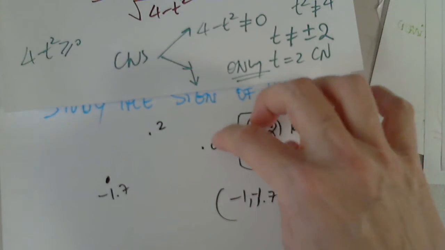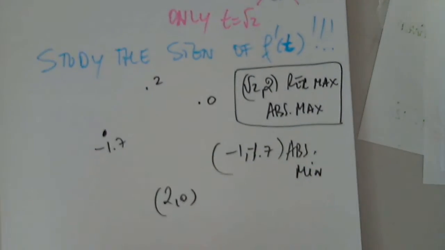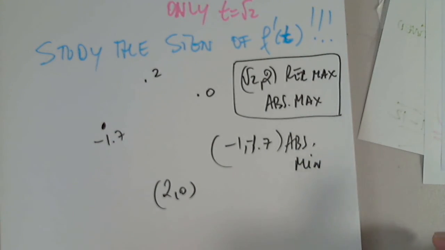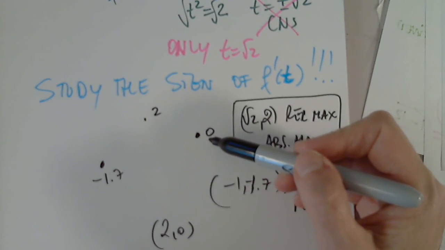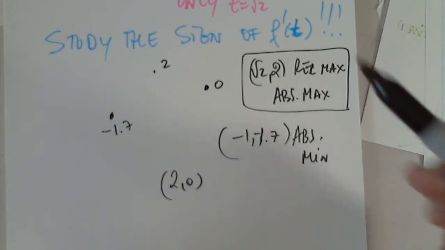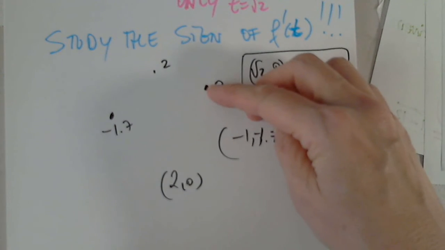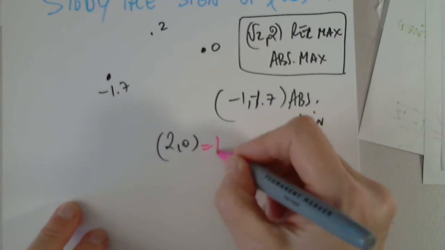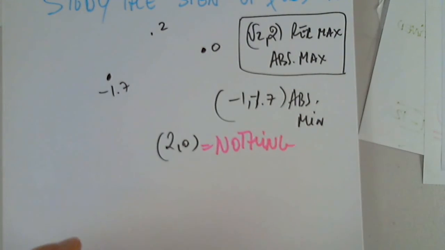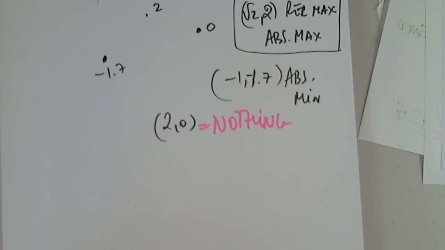What can I say about the point 2 comma 0? Is it a local max or min? It cannot be, because it's at the end point of the interval. It cannot be a local max, local min. What about absolute max, absolute min? No, because there is a value that is higher than it, and there is a value that is lower than it. So I will say this is nothing.